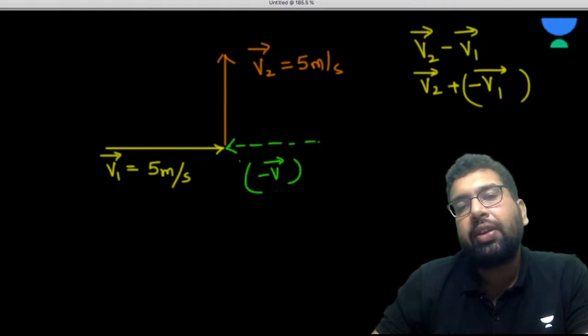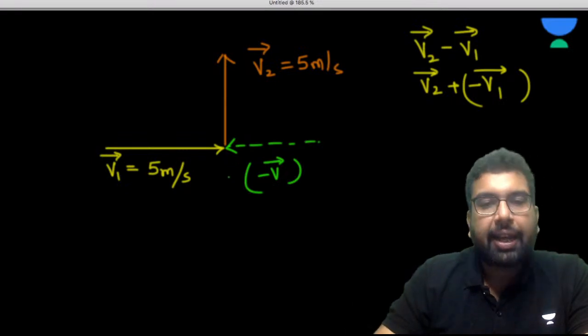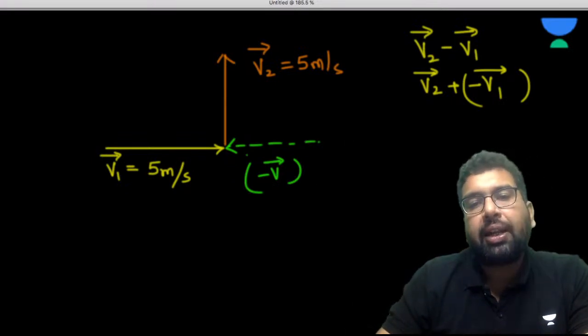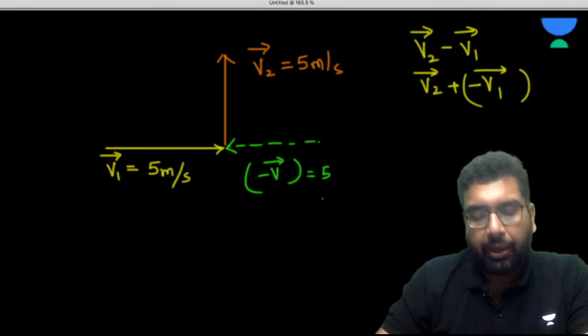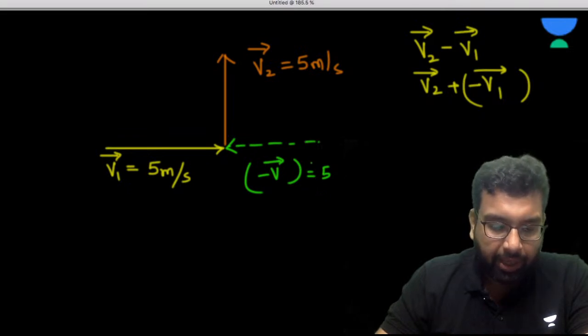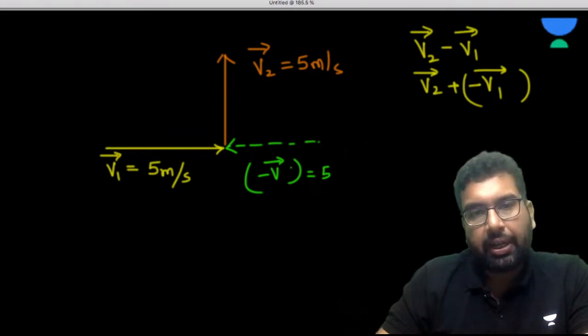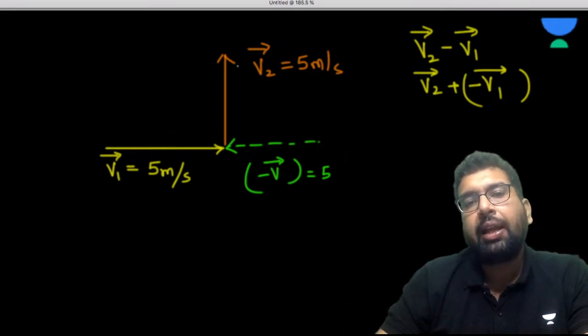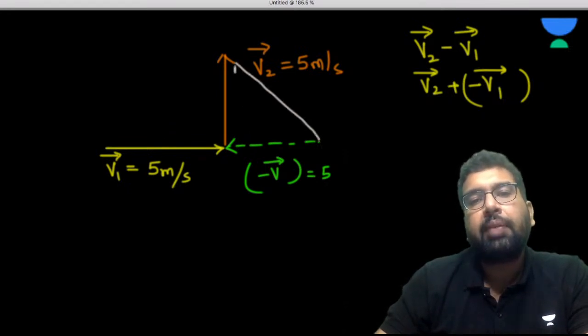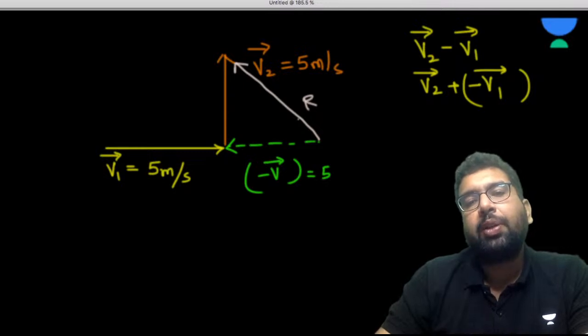If I reverse this direction, can I make this vector like this? Please answer me. So this is 5 in magnitude, right? So this is going to be this vector. Did you get this? So what is going to be the resultant? If we use the triangle, this is going to be the resultant. This is minus V1. This is plus V2, isn't it? So this is going to be the resultant.